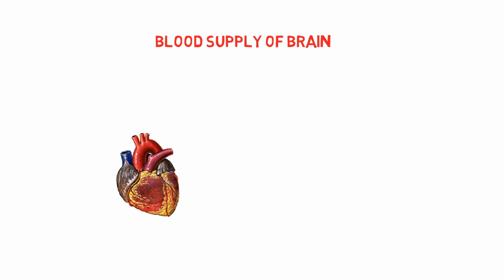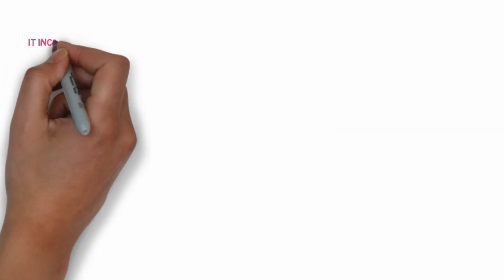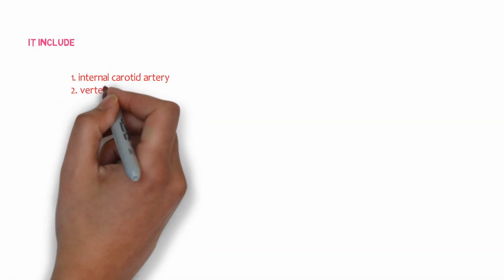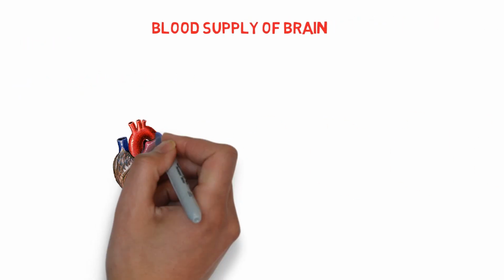Basically, there are two paired arteries which are responsible for the blood supply to the brain: the internal carotid artery and the vertebral artery. The internal carotid artery supplies about 80% of the blood, while the remaining 20% is supplied by the vertebral artery. Let's go back to the heart.